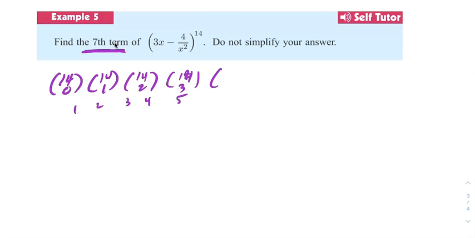14, 4 is my, I miscounted somewhere, huh? Yes, I did. Sorry about that. I was like, that's not right. 3, 4, 5. It's always one less. 14, 5 is 6, and I want 14, 6.